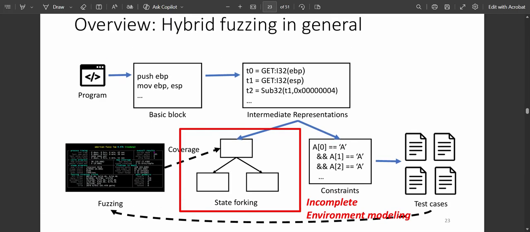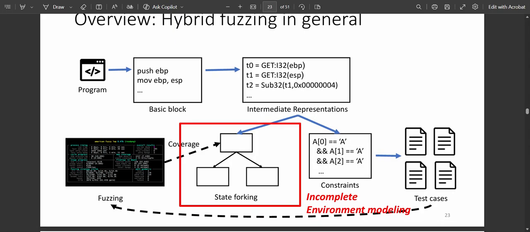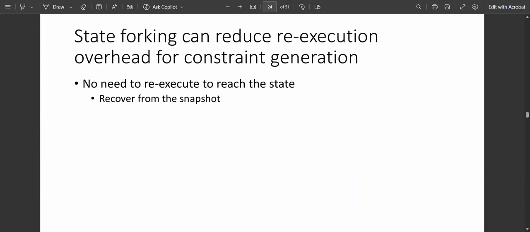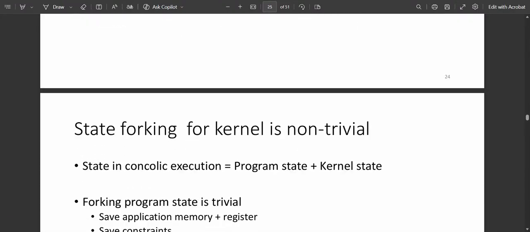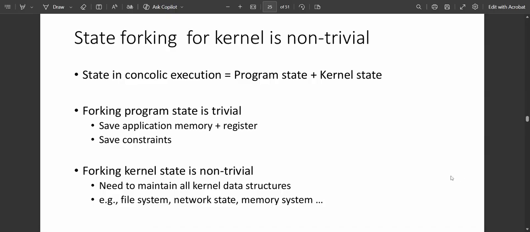And another problem we have is state forking, which is an incomplete environment model. Another solution: state forking can reduce the re-execution, where there's no need to re-execute to reach the state, you recover from the snapshot. The state forking for the kernel is non-trivial. The forking process system is trivial.